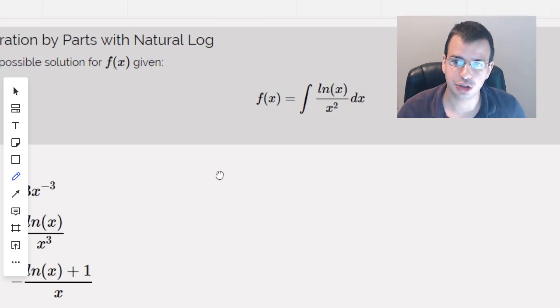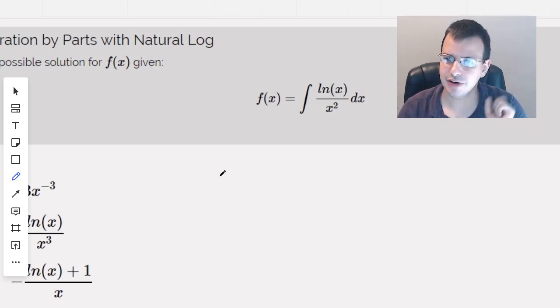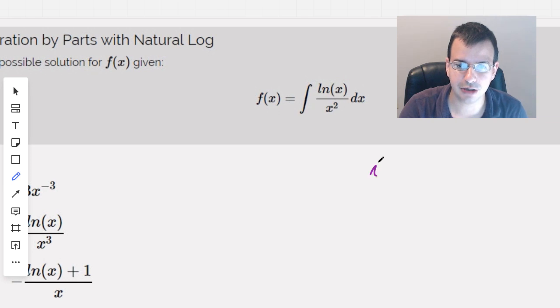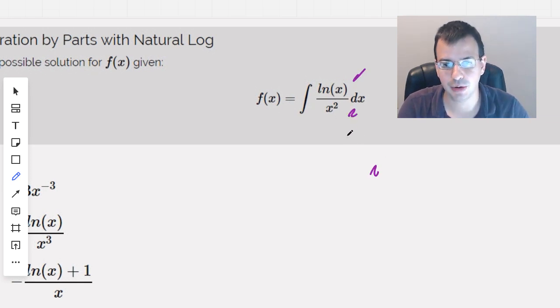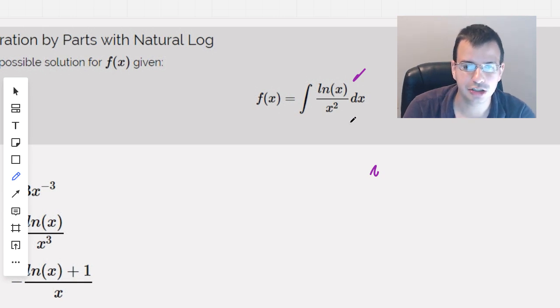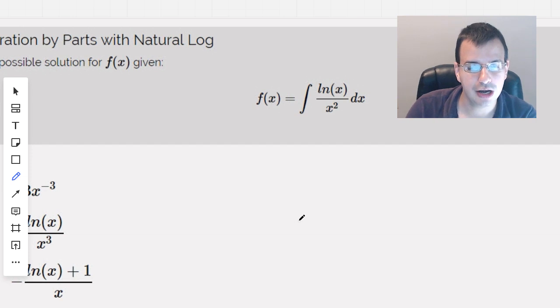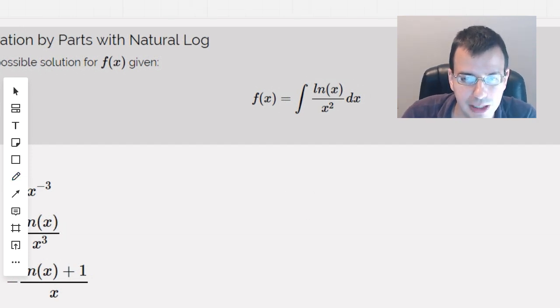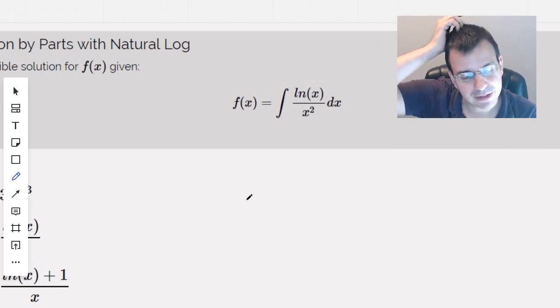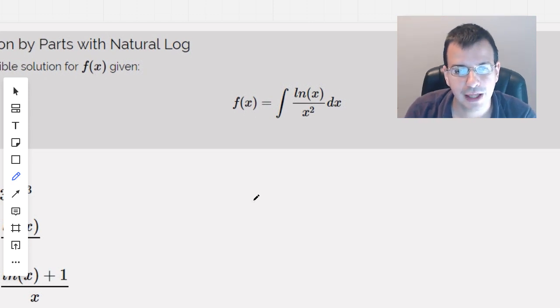For substitution, we look for one thing that's a derivative of another thing, which we almost have here, because the derivative of natural log of x would be 1 over x, but we have 1 over x squared here. So that's probably not going to quite work. So our next bet would probably be integration by parts. Start by writing up the formula.